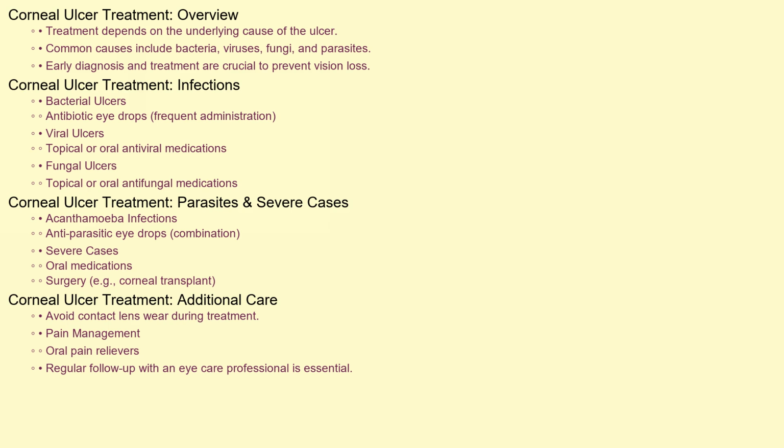Treatment for corneal ulcers depends on the underlying cause. Bacterial ulcers typically require antibiotic eye drops, administered frequently throughout the day. Antiviral medications, either topical or oral, are used for viral ulcers. Antifungal medications, which can be topical or oral, are needed for fungal ulcers. Acanthamoeba infections are treated with a combination of anti-parasitic eye drops. In severe cases, oral medications or even surgery, such as a corneal transplant, may be necessary. It's crucial to avoid wearing contact lenses during treatment. Pain management is also important and can be achieved with oral pain relievers.